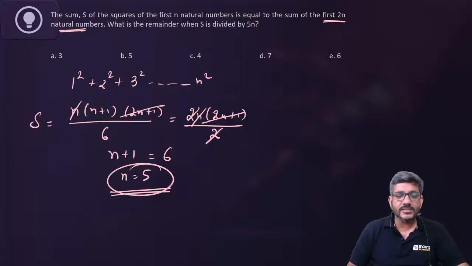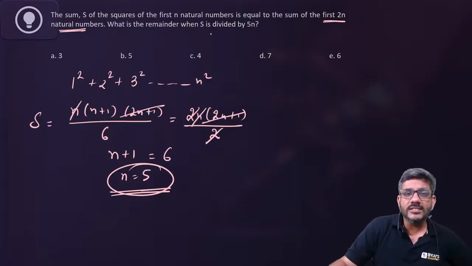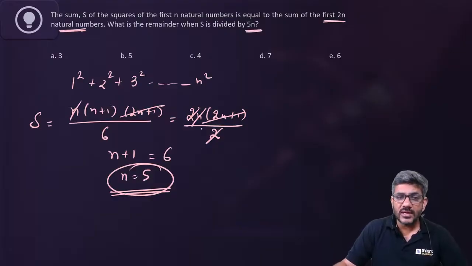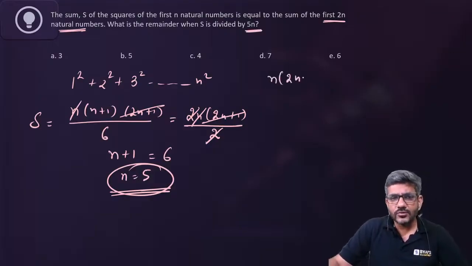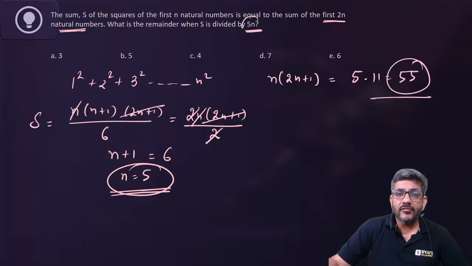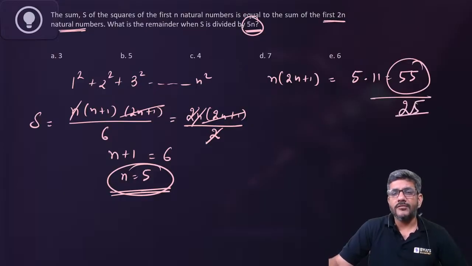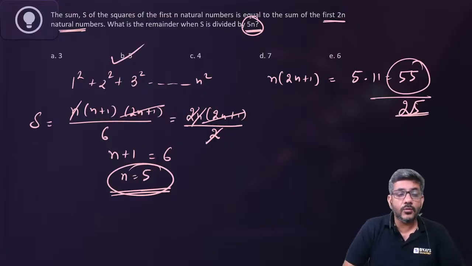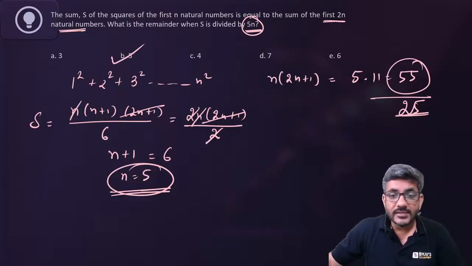Okay, let's see what the question is asking us. Question says, what is the remainder when S is divided by 5n? अब S है क्या? S तो इन दोनों में से किसी को भी मैं बोल सकता हूं. Let's talk about this. n into 2n plus 1, इसकी वैल्यू कितनी आएगी 5 पुट करने पे? 5 into 5 2s are 10, 10 plus 1 is 11, that is 55. So what is the remainder when 55 is divided by 5n, that is 25? और 55 को आप 25 से डिवाइड करेंगे तो क्या रिमाइंडर आएगा? The remainder is equal to 5. So 5 is the correct answer for this question.